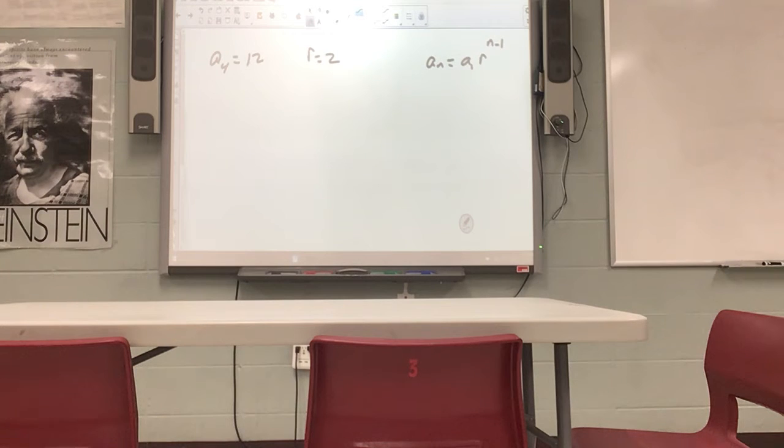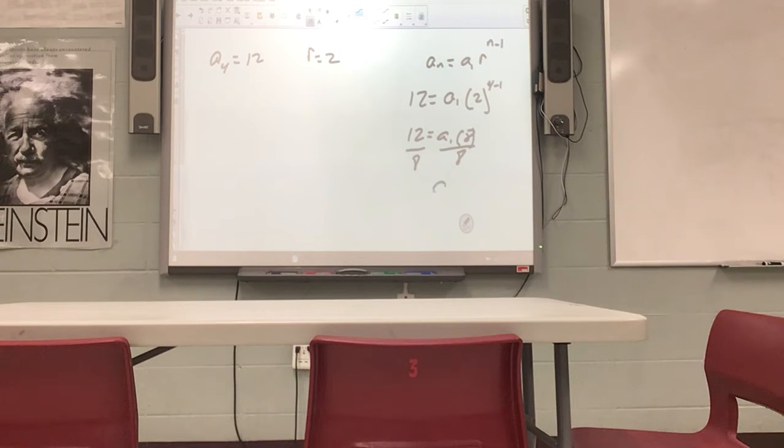So we would say 12 is going in my A base n place. So I'm going to say 12 equals, we don't know our A1, our R is 2. What n is 12? 4. So to the 4 minus 1. 4 minus 1 is 3, so 2 to the 3rd is 8. A base 1 times 8. Now, what would I do to undo that times 8 to solve for A base 1? Divide. Good.